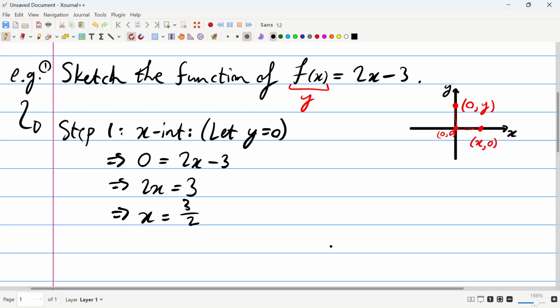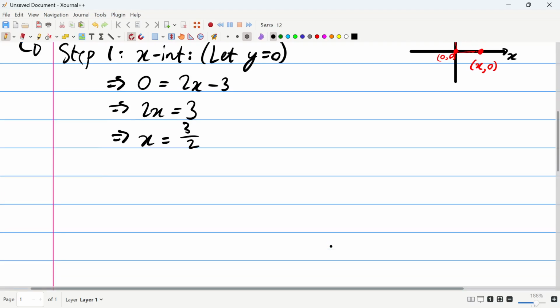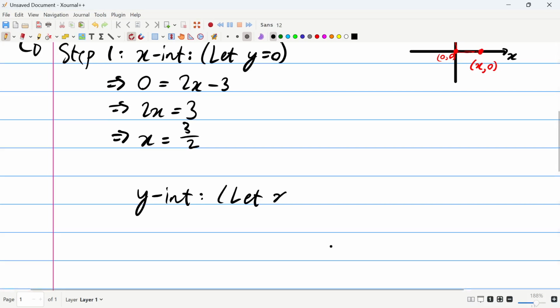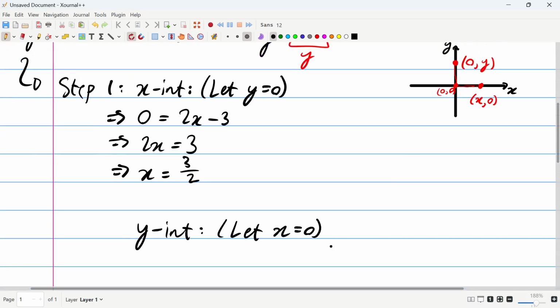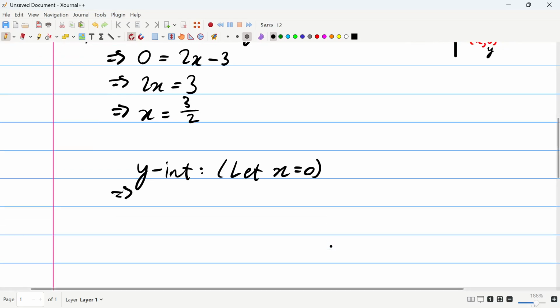Okay, cool. Now that we found our x-intercept, we need to find our y-intercept. Okay, and our y-intercept is where we let x be equal to 0, right? Because of this part over here. Because our x is 0 and our y is 0 for the x-intercept. But anyway, here, if we let x equal 0, then it's just going to be f of 0, which is going to be 2 times 0 minus 3, where f of 0, which is basically the y value at x equals 0, we are going to have negative 3, okay?